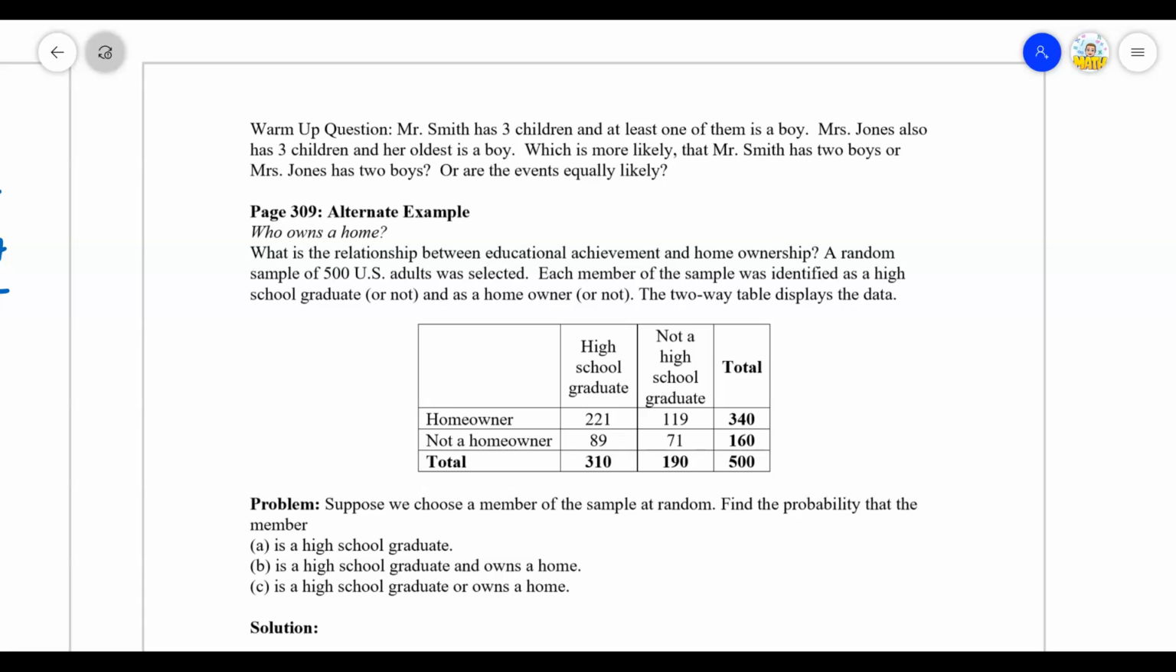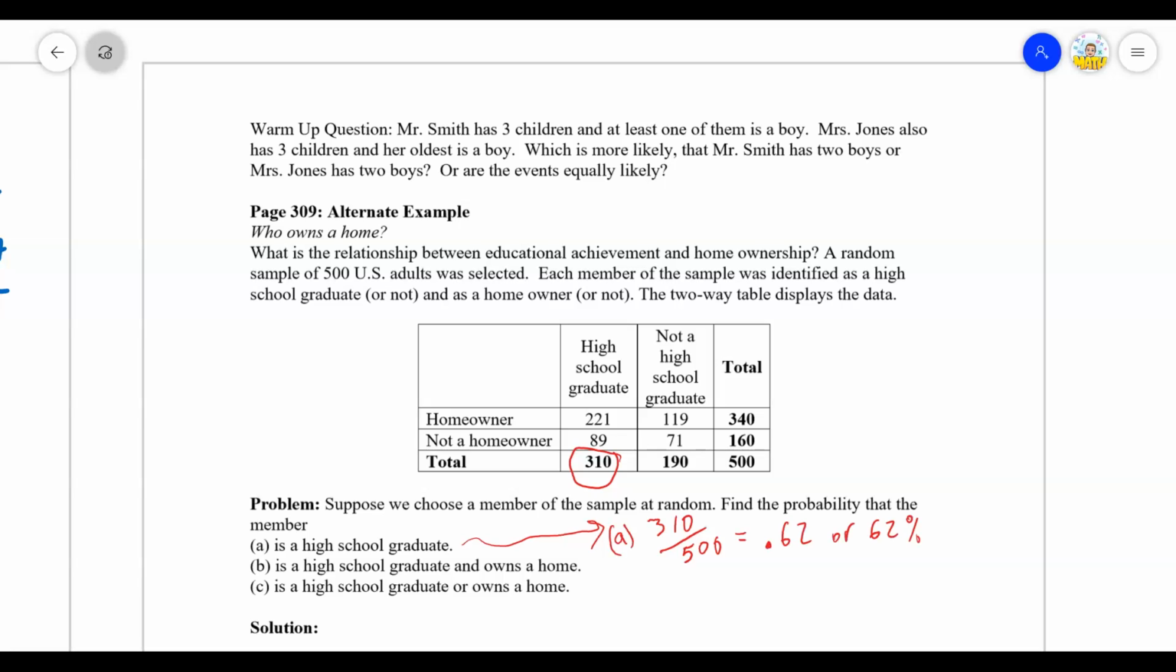So suppose we choose a member of the sample at random. Find the probability that the member is a high school graduate. So very simple. It's just one outcome. There's not multiple things happening here. Where are the high school graduates? There are 310 of them out of a total of 500. Okay, so that's straight away how we get that probability. So we get 0.62 or 62%.